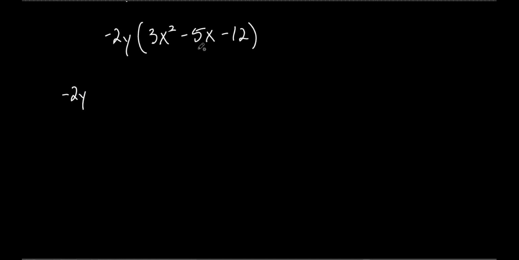Now, what I'm going to do is this. I take this number and this number. What do I do to those? Multiply them together, and I get negative 36.